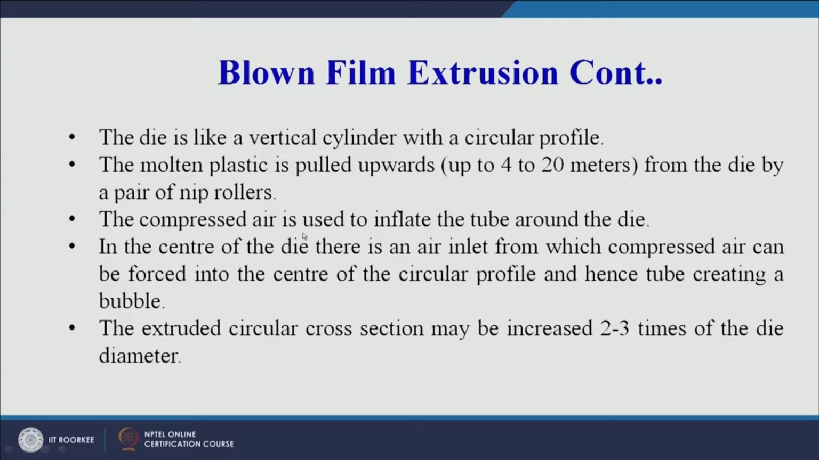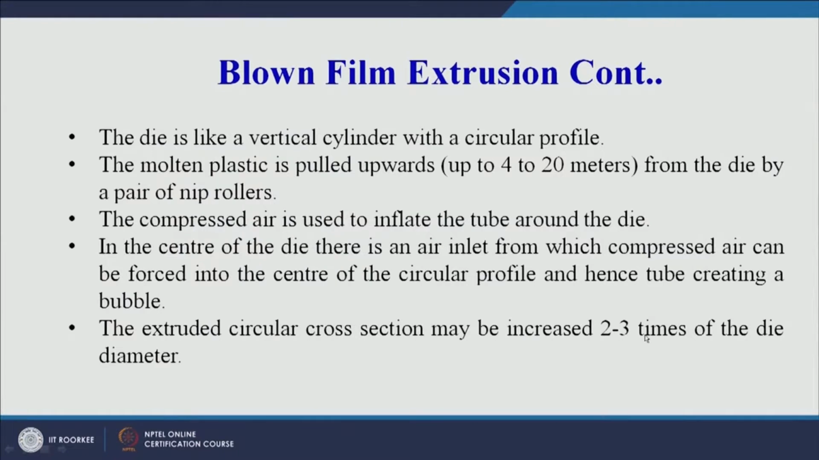The compressed air is used to inflate the tube around the die, so that you will see in the diagram or in the animation how the process actually operates. In the center of the die there is an air inlet from which the compressed air can be forced into the center of the circular profile, and hence the tube, creating a bubble. So the bubble will be created by the pressurized air that will pass through the center of the die, and then this bubble will collapse with the help of collapsing plates.